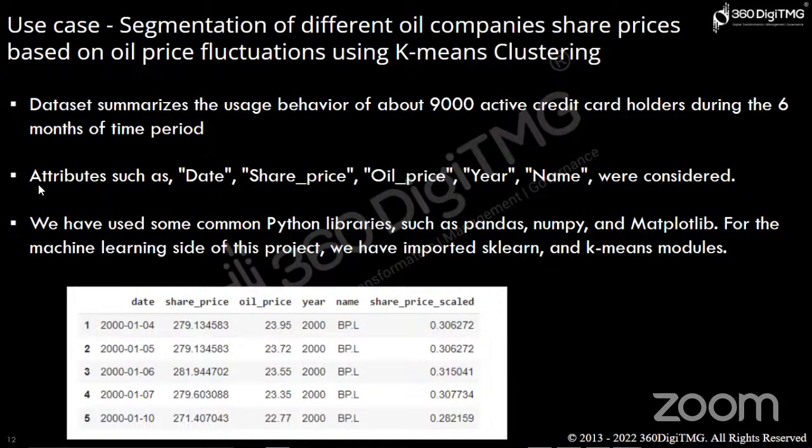So what do we have here? What are the different attributes I have here? Date, share price, oil price, year, name. These are the different attributes I have. And we have used the Python libraries such as Pandas, NumPy, and Matplotlib. And for the machine learning side of the project, we have used the sklearn and k-means modules. And we can see the data. I have date here, which is in sequential order. We have share price, oil price, year, name, and we have scaled the share price data. We have done some scaling.